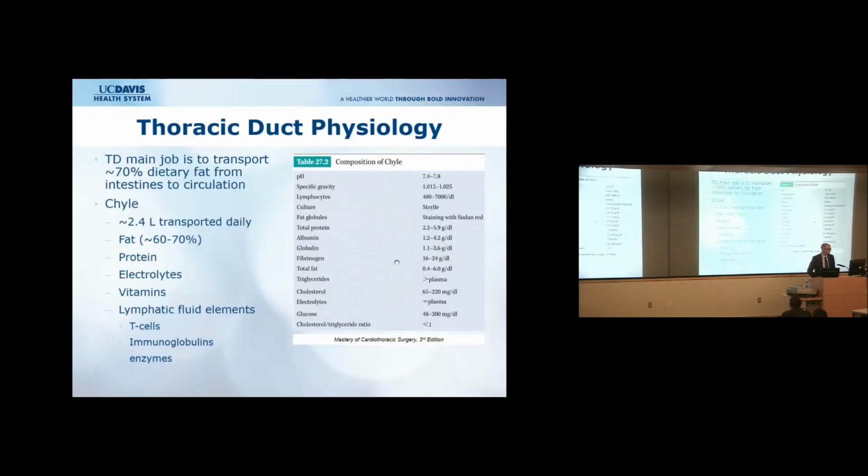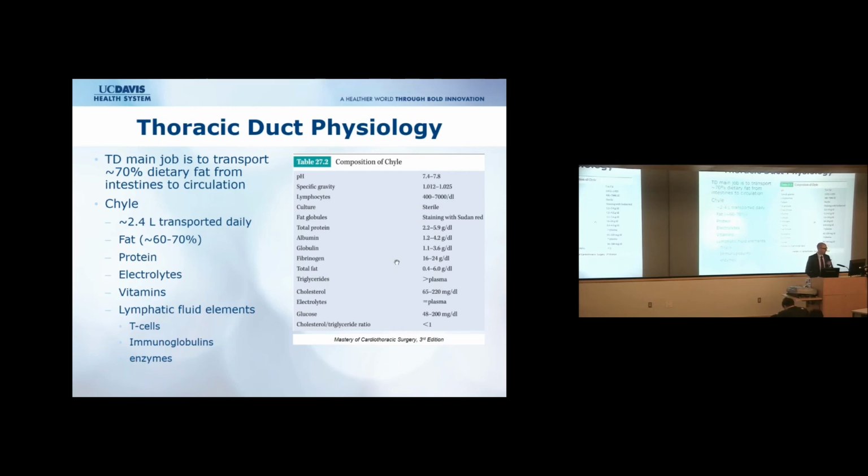The main job of the thoracic duct is to transport dietary fat from the intestines into the circulation, and the substance, as we all know, is chyle. Anywhere from 2.4 to, I've even read, up to 4 liters is transported daily. So as you can imagine, any kind of disruption in the system could potentially be very significant.